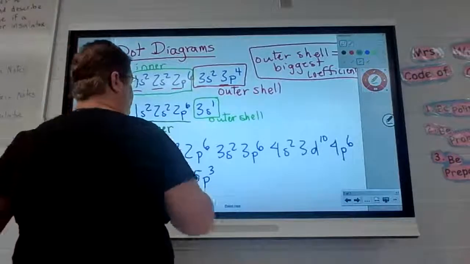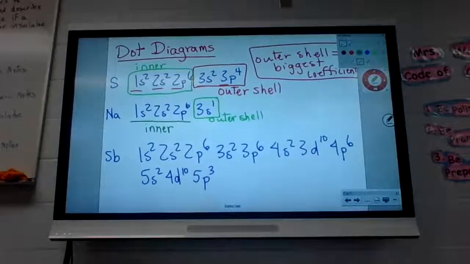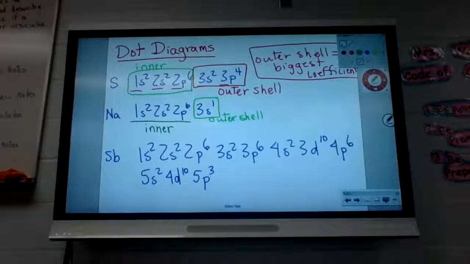All right? So if we look at the last one and we look at SB, what's the outer shell there? Somebody other than some of the people who've talked to me, tell me what the outer shell is there. So I don't want to hear from Janiyah or Michaela or Zaria or Franco or Allie or Elijah. Somebody else tell me something. This is the outer shell.